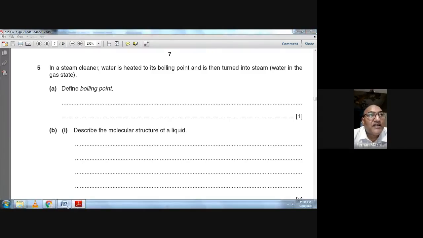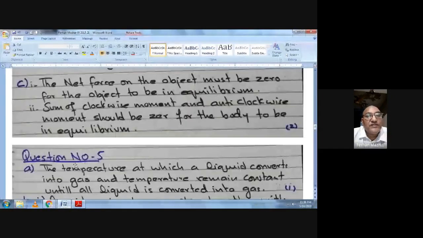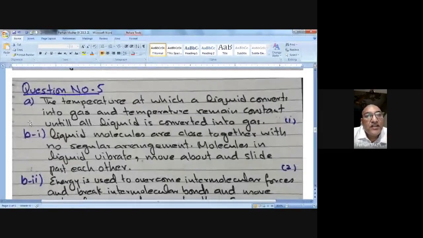Okay, so A part on question number 5 on your screen. The temperature at which a liquid converts into gas and the temperature remains constant until all liquid is converted into gas. That temperature is known as boiling point. I hope you have understood it. And it's a definition. Please remember these definitions.